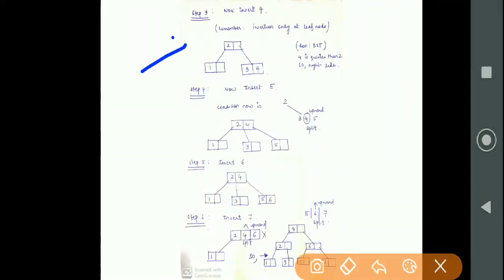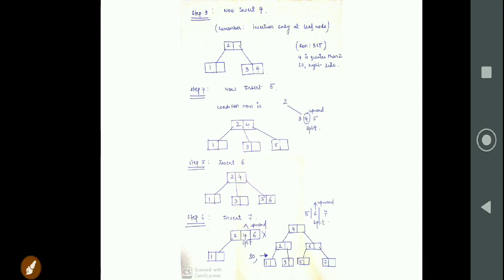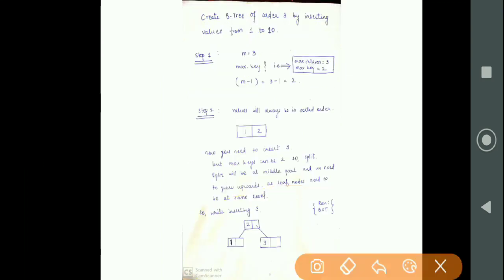Okay, so now let's focus on step number 3. We need to insert 4 now. First of all, remember insertion can only be at the leaf level. You can check the previous slide where we have leaf nodes 1 and 3 present. So 4 can be inserted either beside 1 or 3. We cannot insert 4 beside 2.